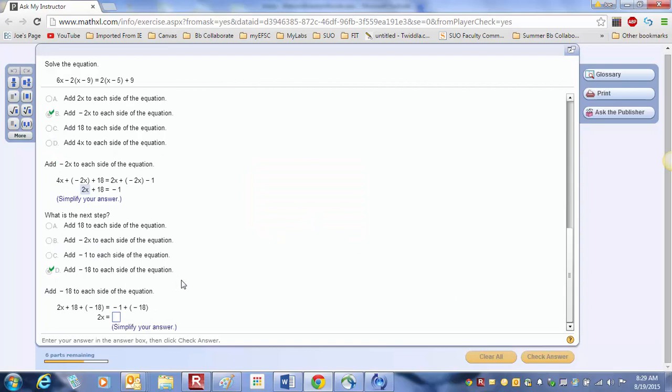Alright, so now let's add negative 18 to both sides. So these two will cancel, we'll end with 2x. And negative 18 plus negative 1 is negative 19.